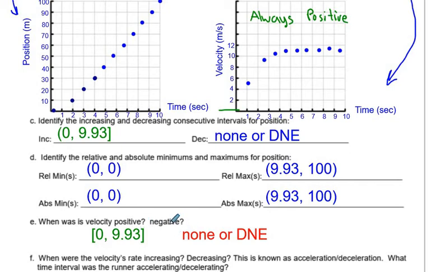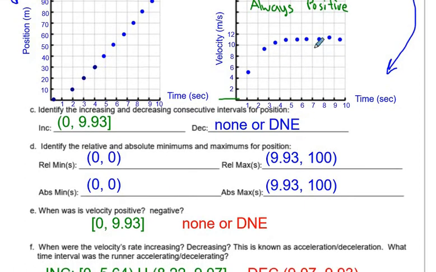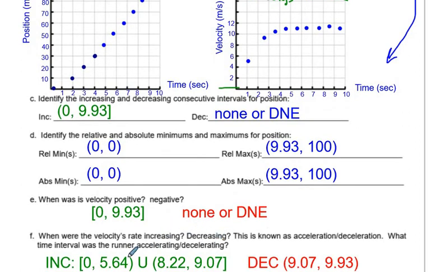So when is his velocity negative? His velocity is negative none, or does not exist, because that would mean that he turned around in the race and was going backwards, and that does not happen. So now here's where we get to the curvy aspects of the graph. When was the velocity's rate increasing or decreasing? This is known as acceleration or deceleration. And on what time interval was he decelerating or accelerating?